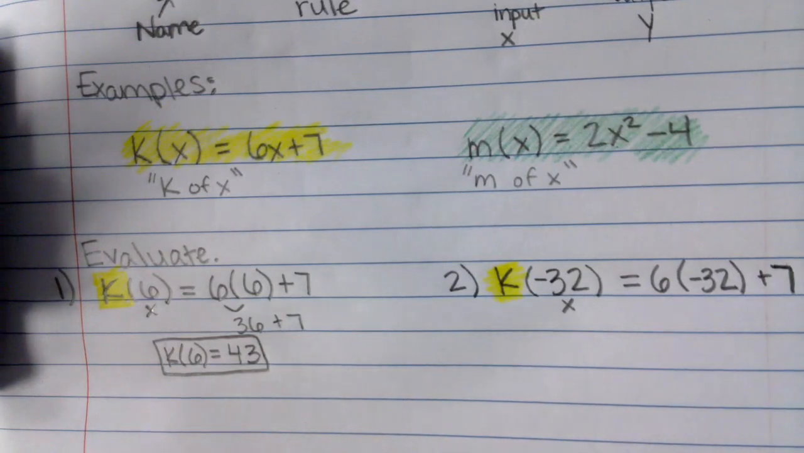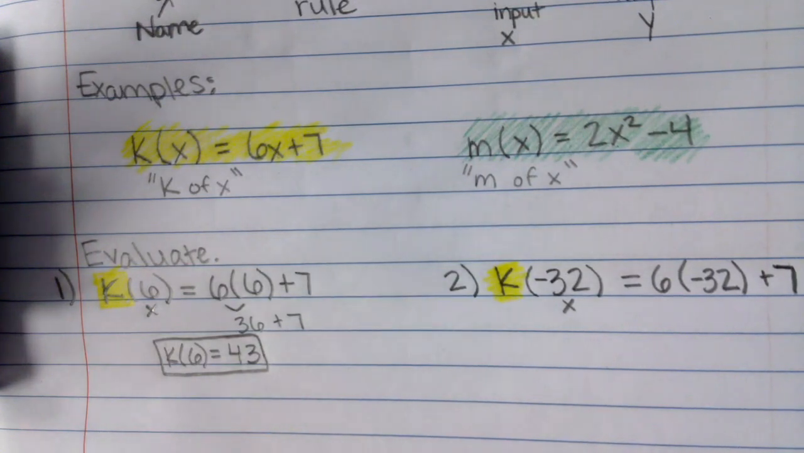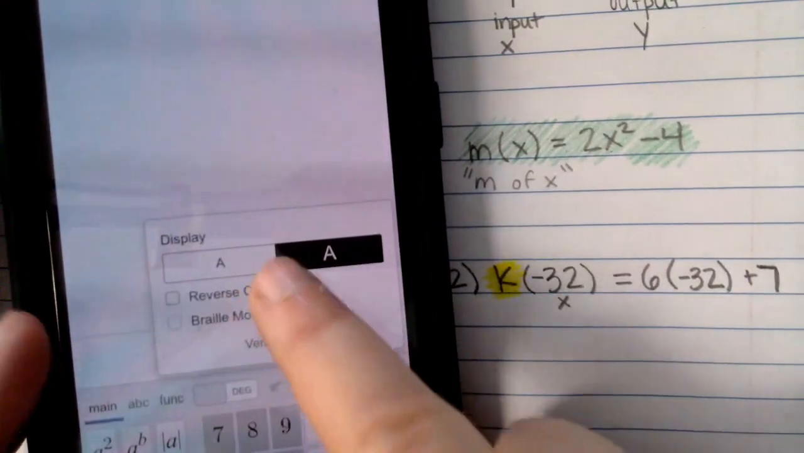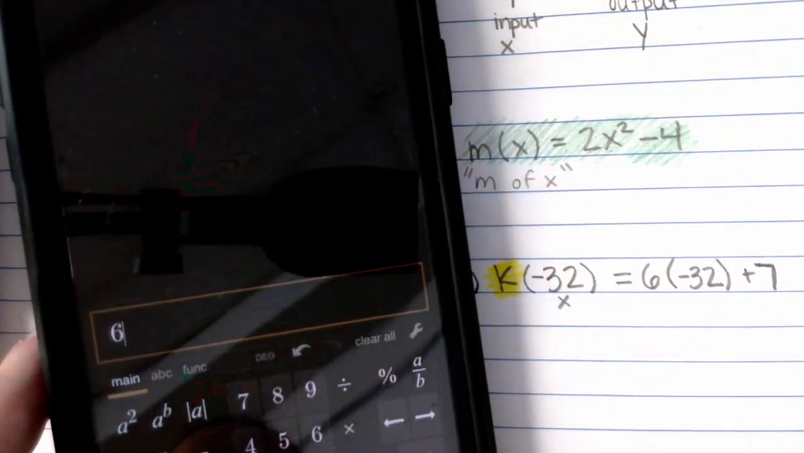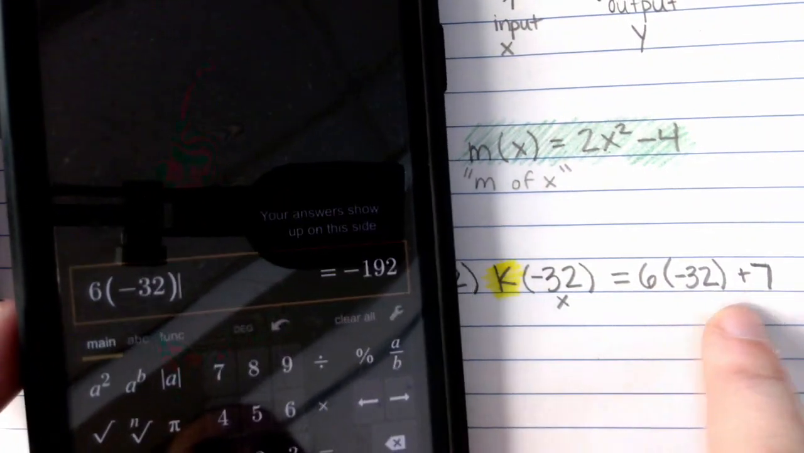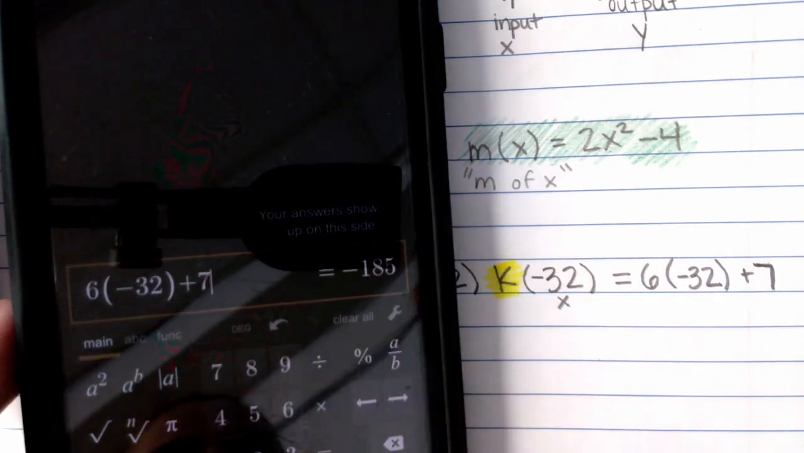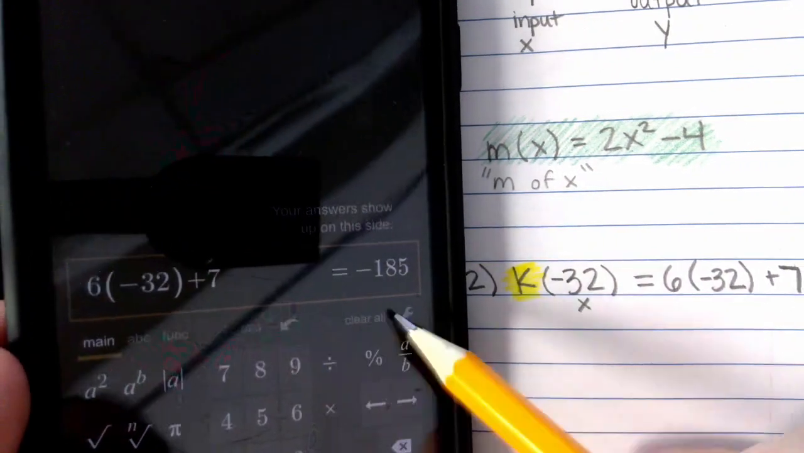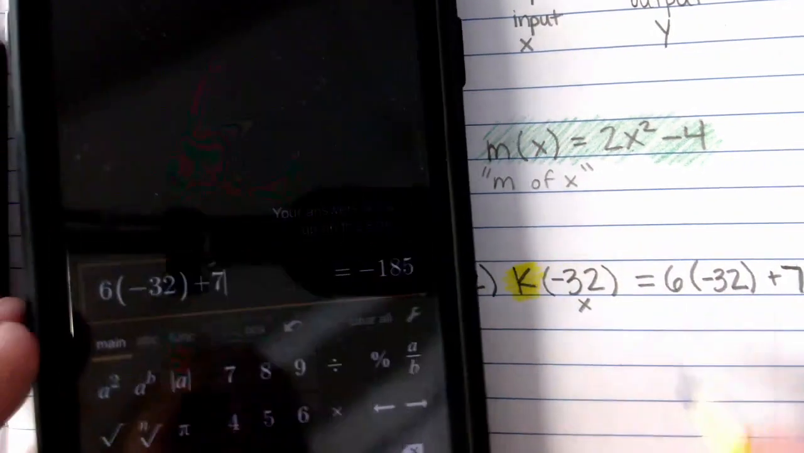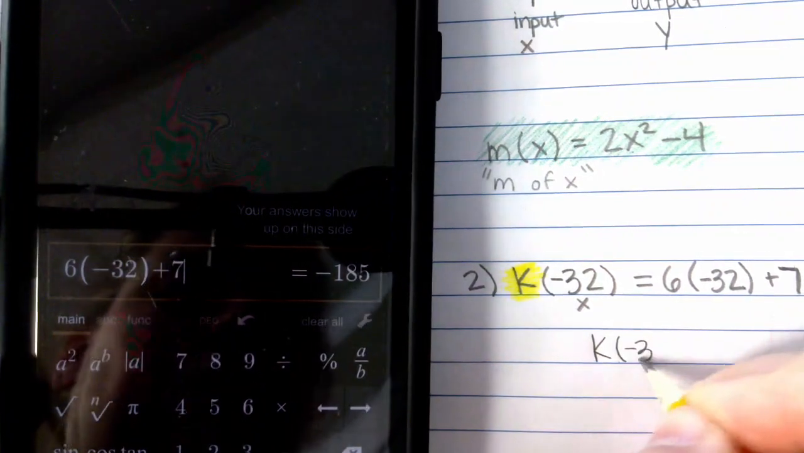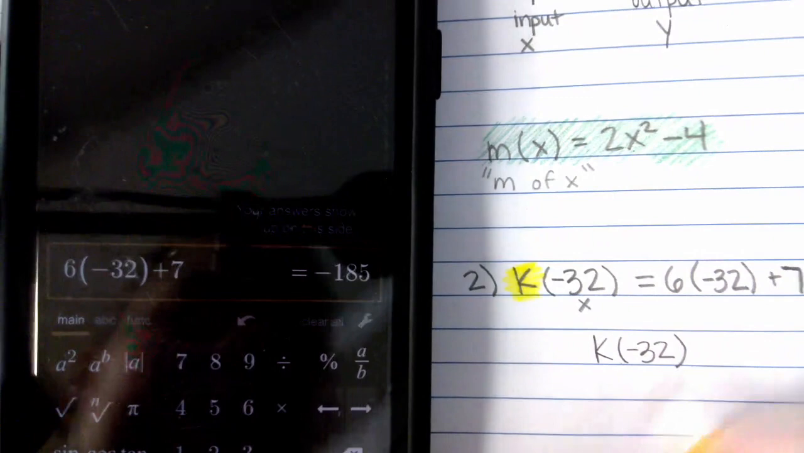Okay, I'm going to use my calculator for this one, so I don't know what 6 times negative 32 is. So 6 times negative 32 plus 7. And we get negative, let's see what shows up there, negative 185. You can kind of see it there. So I'm going to write that as a full sentence. K of negative 32. When I put negative 32 in for the x, I get out negative 185 as my y.